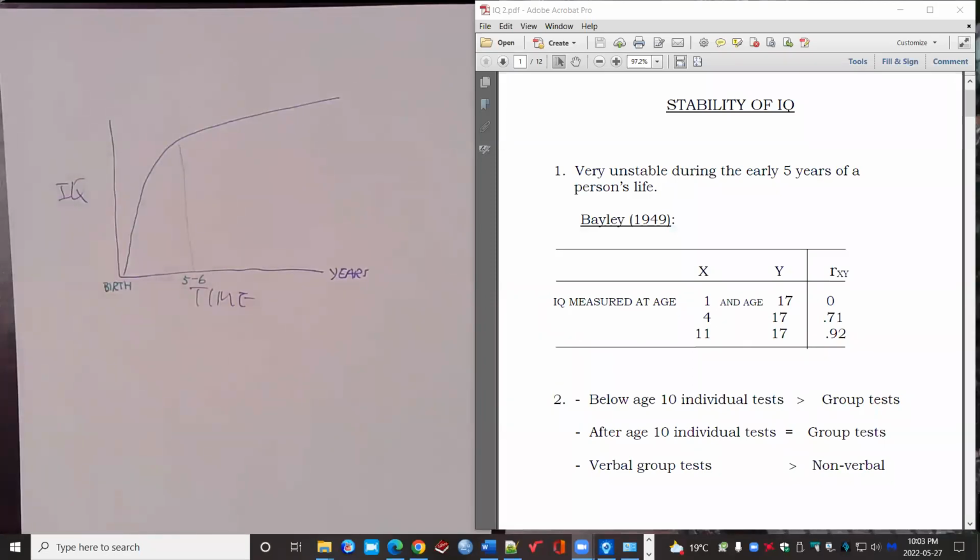Stability of IQ is very unstable during the early 5 years of a person's life. Let's take a look at Bloom's famous learning curve, and the same for IQ development. So you have time here. From birth to about 3 years is here. Okay, 3 years is here.